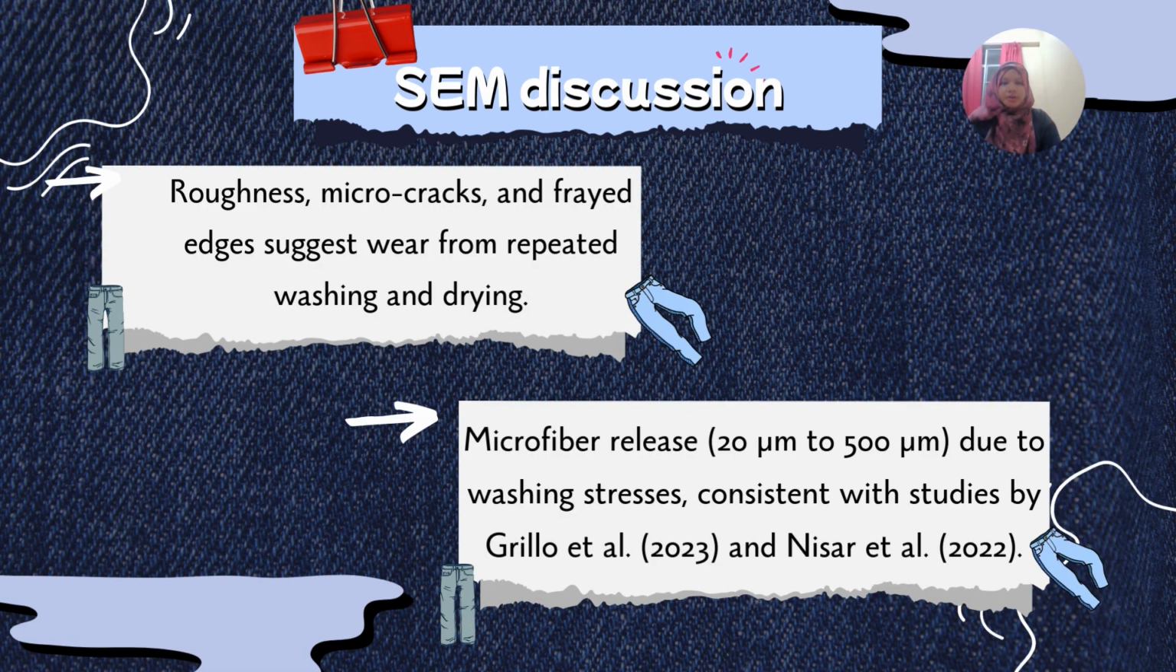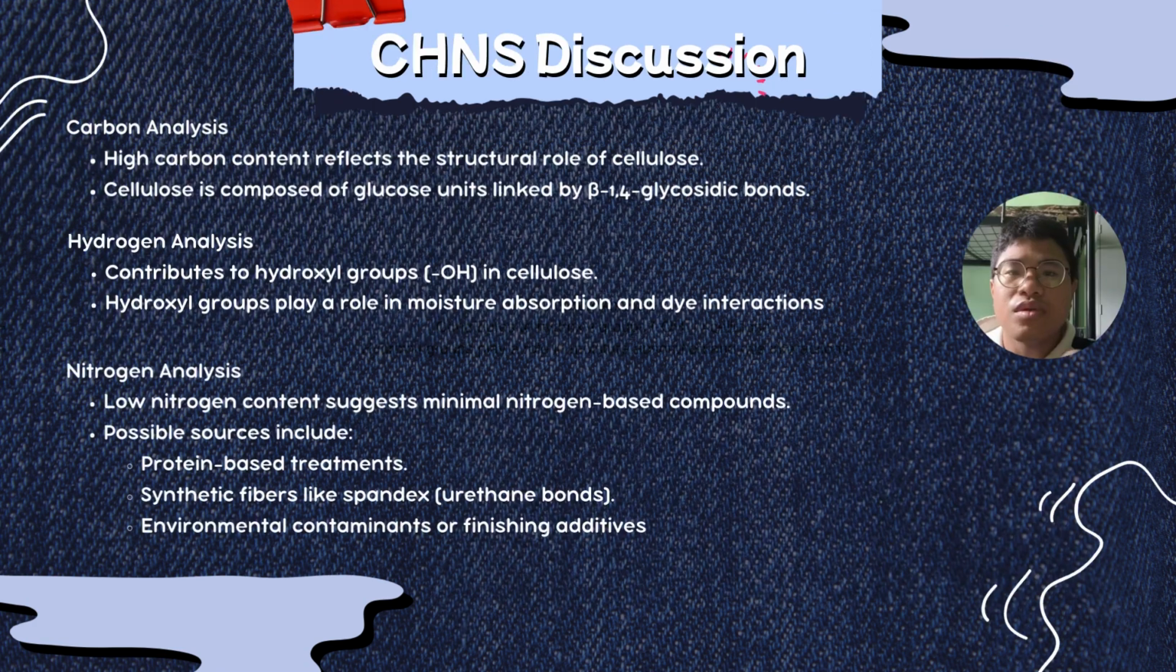The roughness, microcracks, and frayed edges of the jeans structure are caused by frequent washing and also drying under the sun. Next, there was also microfiber released, around 20 micrometers to 500 micrometers, due to washing stresses in the washing machine, according to Grillo et al. 2023 and Nisar et al. 2022.